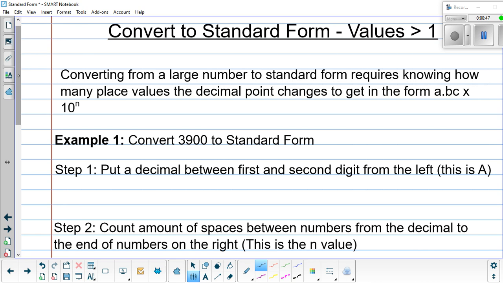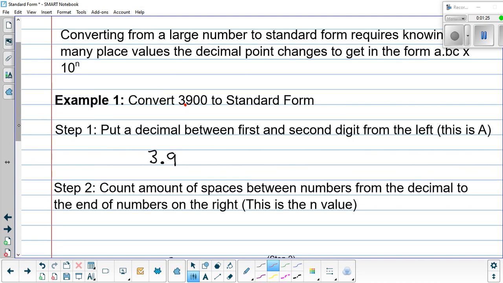The very first thing is, for example 1, we're converting 3900 and we want to put this in standard form. So we want to put a decimal between the first and second digit from the left. 3 is our first, 9 is our second, so I'm going to write 3.9. That's our A value in our standard form. But I'm going to do it back up here on our original example as well, because I'll show you in a sec why.